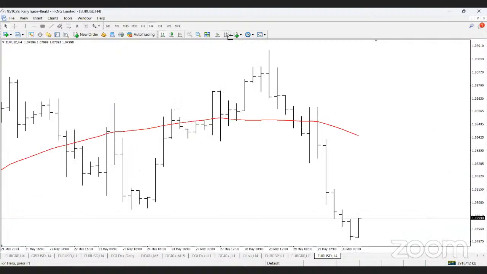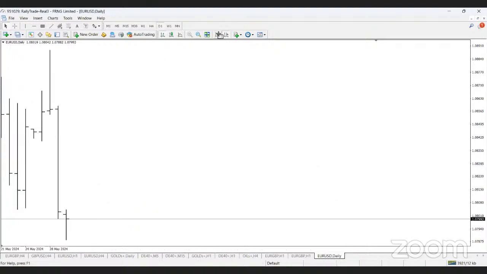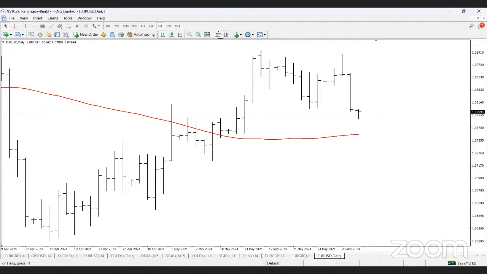Okay, so with back crossing, there is no signal at the moment. So what about D1? Let's find out. On the D1 front, there's no signal at the moment. As a matter of fact, we expect the price to still descend to this line before we begin to look for a buy.